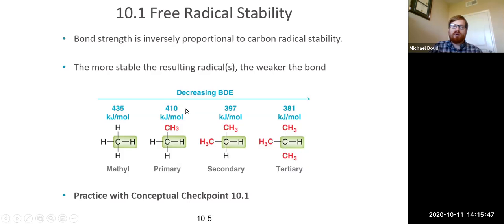And you can see it goes down pretty regularly from 435 kilojoules per mole for methyl to 410 for a primary, to 397 for the secondary and 381 for the tertiary. So just keep in mind, the more stable the resulting radical is going to be, the weaker the bond is and the easier it is to remove it. So that shows up in the bond dissociation energies.